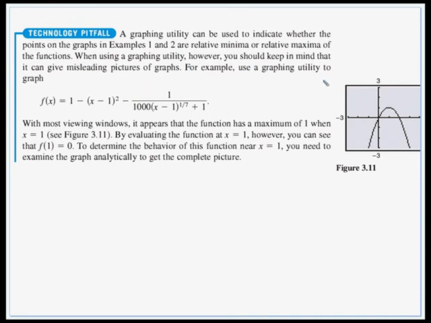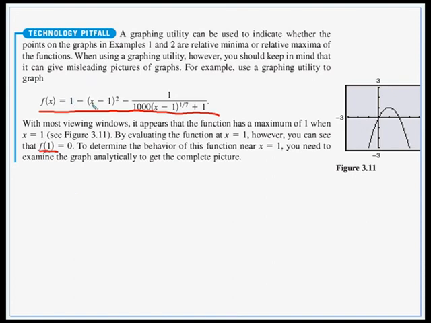For example, if we use our graphing utility to graph this, with most viewing windows, it appears that the function has a max at x is 1. It looks like we have a parabola opening down, and it looks like we're going to have a max right there at the top of that hill. However, you can see that f of 1 is 0.